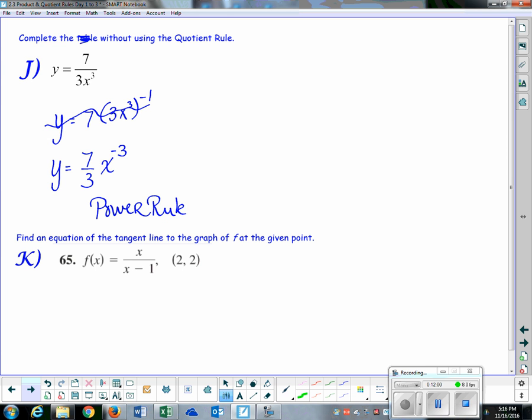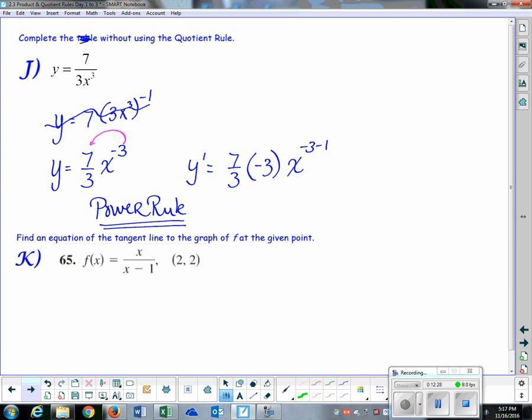Nothing wrong with doing quotient rule. You certainly could. We would get the same answer. Just showing you how sometimes you can reorganize and come in with maybe an easier rule. So let's go through our power rule. Remembering that we bring down the negative 3, I'm going to have 7/3 times the negative 3 power coming down. x raised to the negative 3 subtract 1 for power rule.